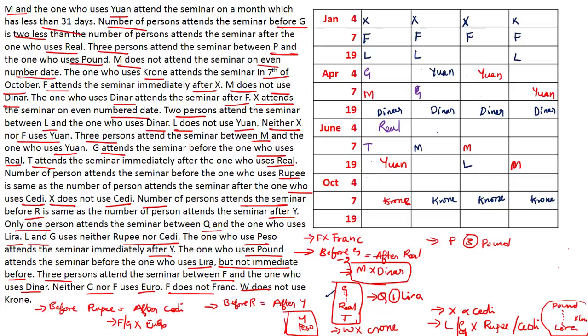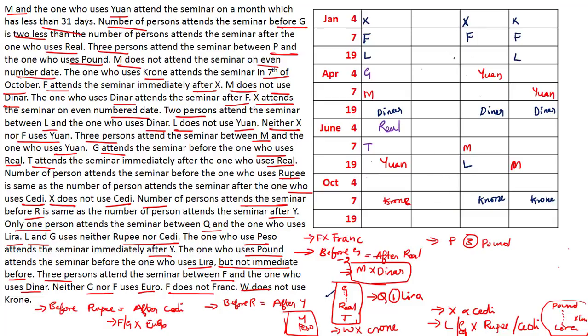If I put G here, Real would be here. Immediately after Real, T has to be placed. It is not possible to place T here because M is already there. So it is not possible to place G anywhere here. So one or the other piece of information goes wrong here. That is why this possibility is eliminated at this point. I hope you got it.